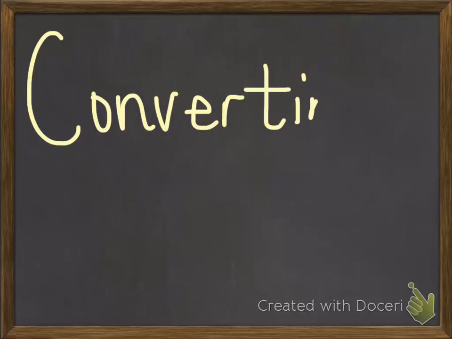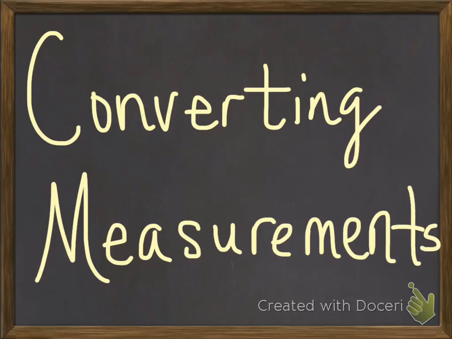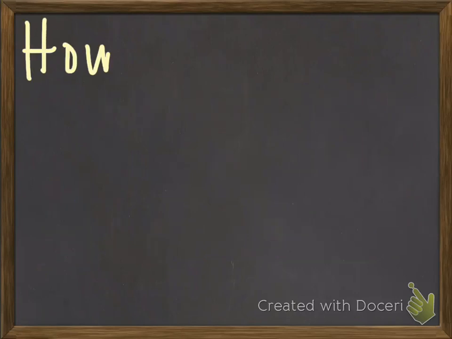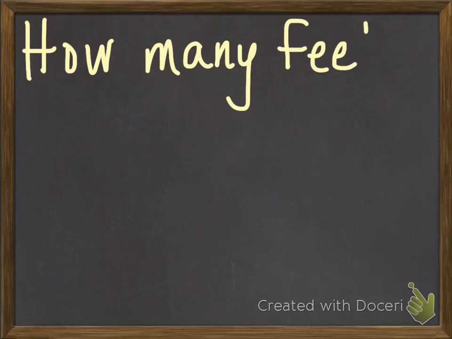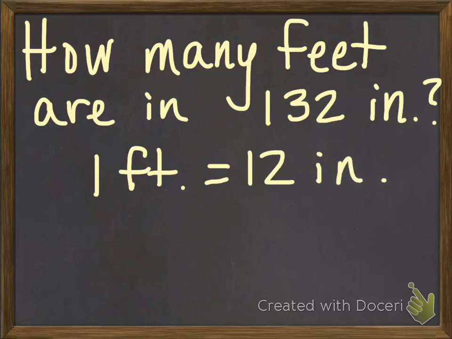Today we are going to use proportions to convert between units of measurement. First, we're going to find how many feet are in 132 inches. First, I need my conversion rate. 1 foot is equal to 12 inches.